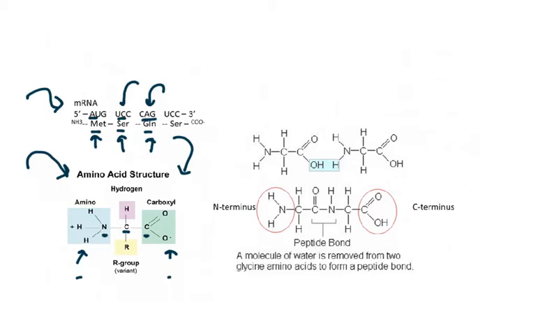This basic structure is going to be the same for every amino acid. But what makes the 20 amino acids unique from one another is what's called the R group, or the variable region. This R group is going to be different for each of the 20 amino acids. And we could look each of them up.